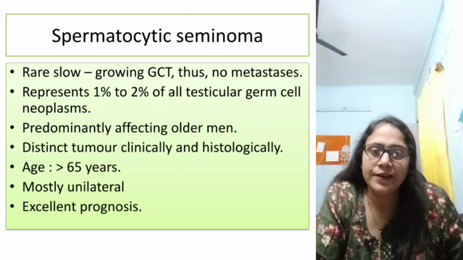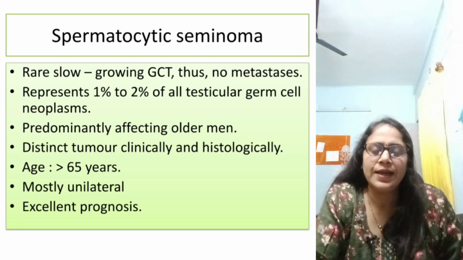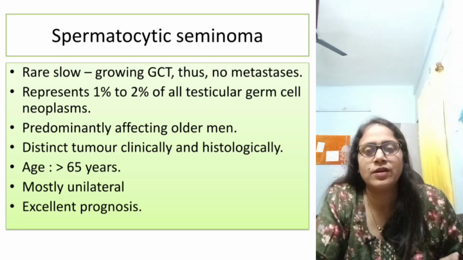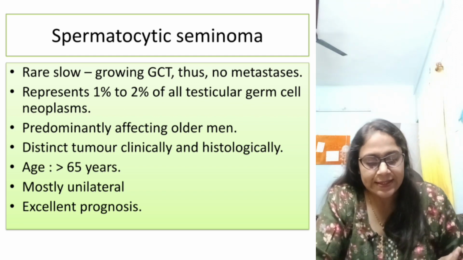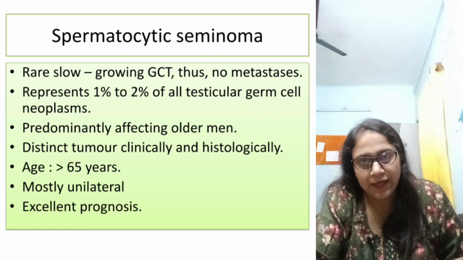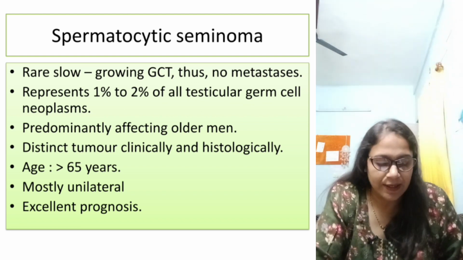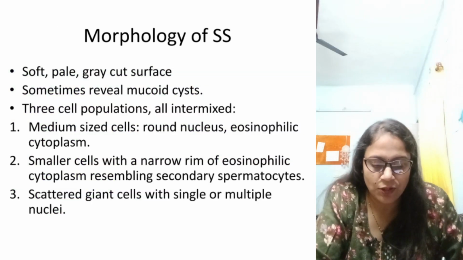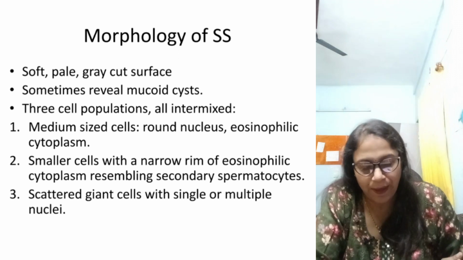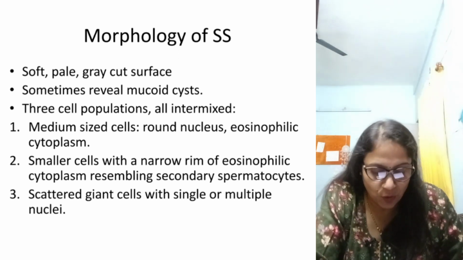Now coming to a variant of seminoma which is called a spermatocytic seminoma. It is a rare variant or a rare type of seminomatous tumor. It is slow growing. It is seen in elderly males more than 65 years of age. It is usually unilateral and it has a good prognosis. Morphology of spermatocytic seminoma: it is soft, pale, it has a grey cut surface. It sometimes reveals mucoid cyst.